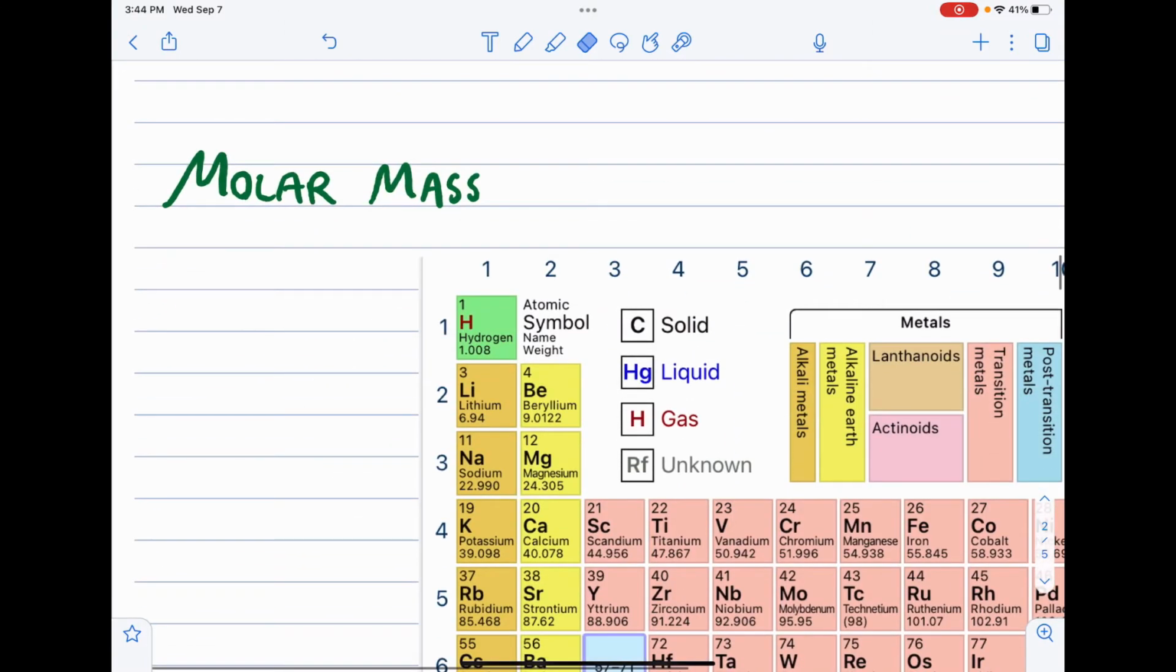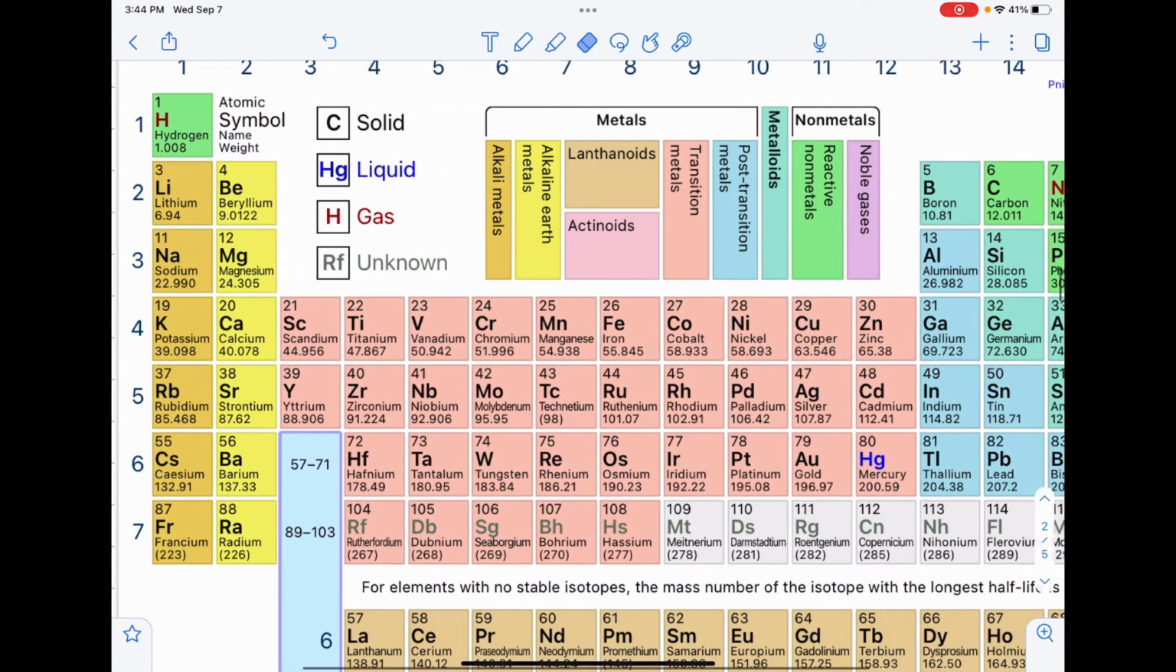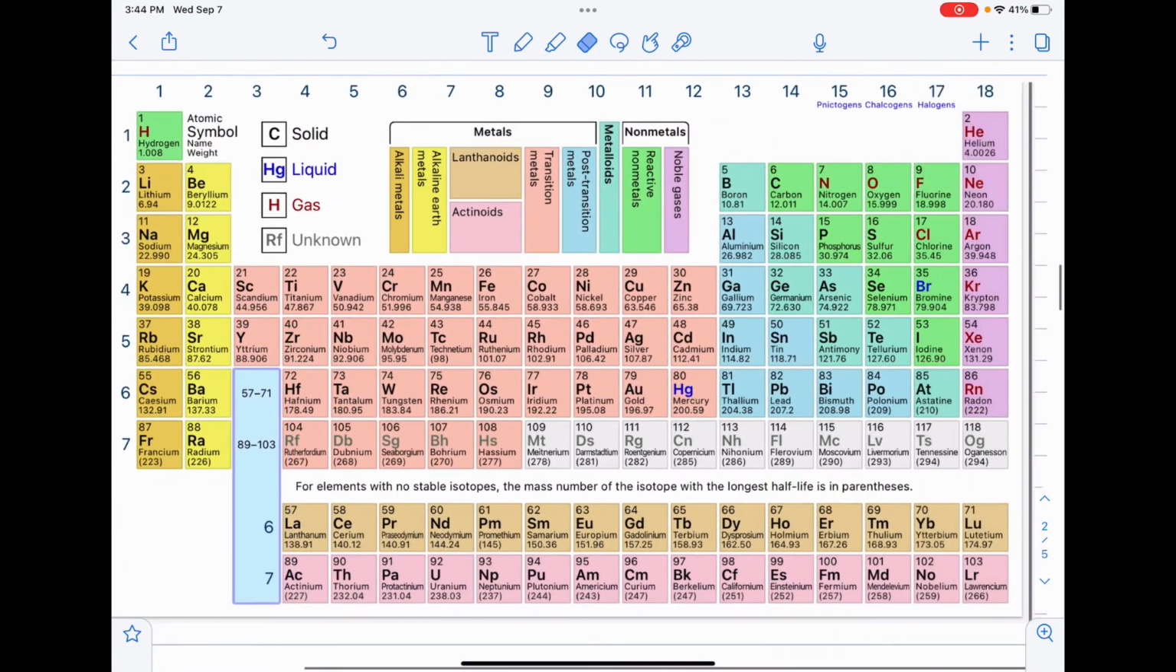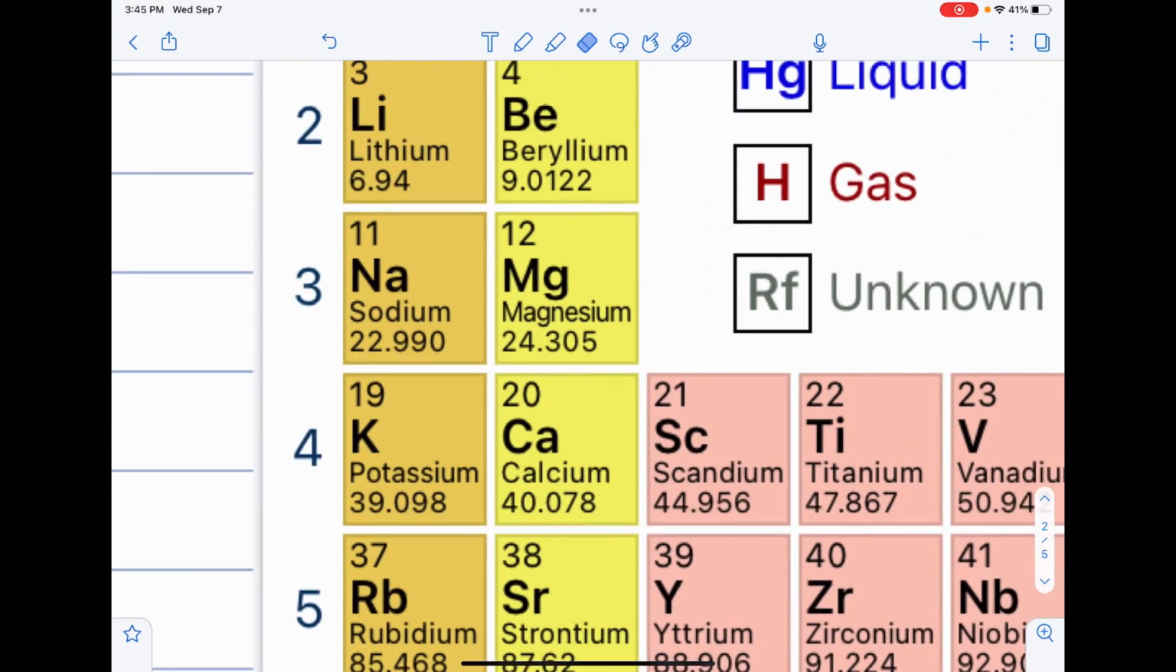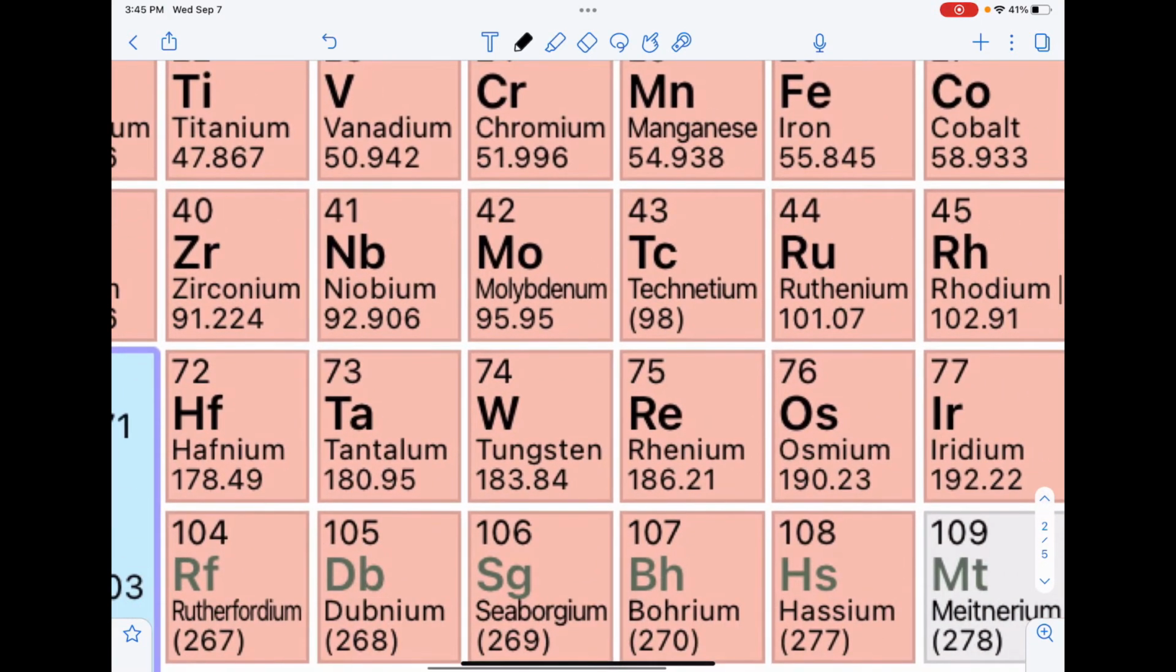But if you go to the periodic table, it turns out that they do the same thing for all the atoms. They have numbers that tell us how many grams of this atom are in 1 mole, or 6.02 times 10 to the 23rd atoms of this element. So for example, if we look at sodium, there are 2 numbers in this square. There is a whole number, and there is what is usually a decimal. There are exceptions. So for example, this one looks like it's a whole number.